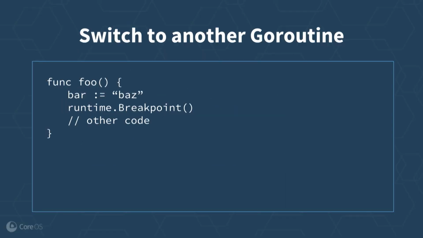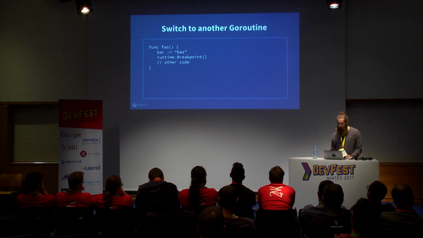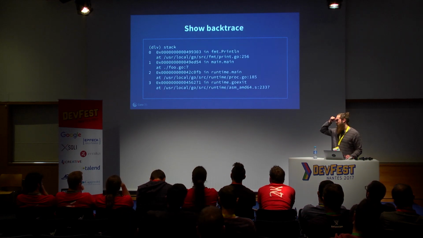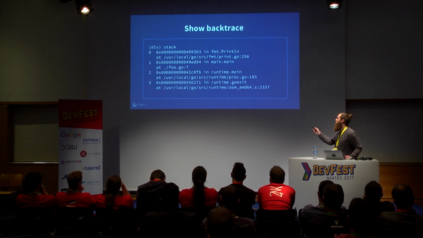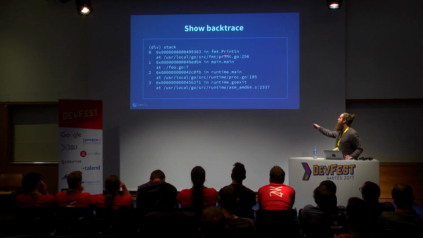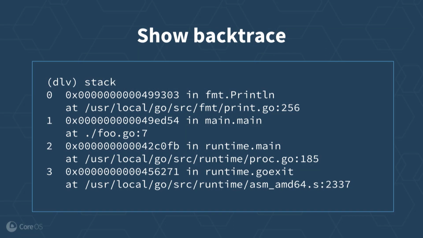You can switch to another Goroutine while you're in your debug session. This slide is wrong, but if you type Goroutine and then a Goroutine number, you can switch over. You can show the backtrace. Typing stack will show the backtrace from wherever you're at. So like you're in fmt.Println, that was called from this file line in main, which was called from runtime main, which was called from so on and so forth.